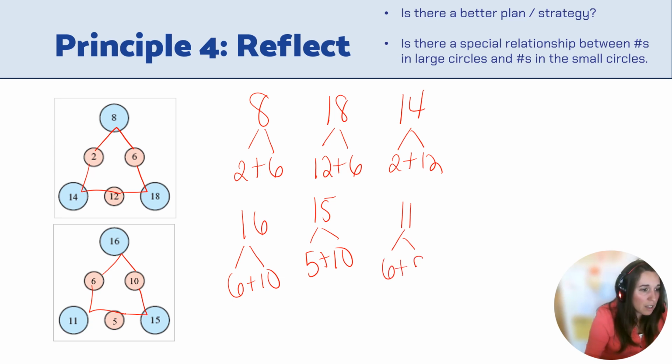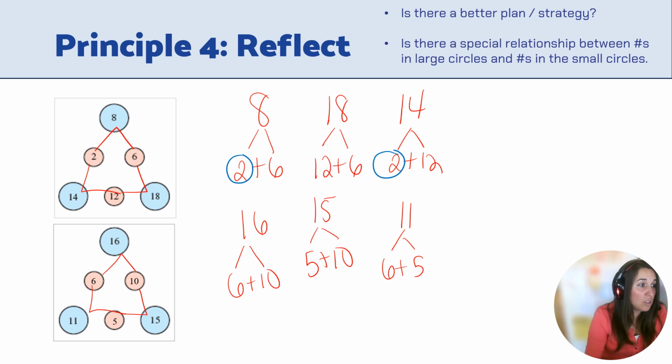I know that. And now I'm just going to take a look at this and see if there's anything I notice. It's all about patterns, all about relationships. So look at these numbers and take a second and see if there's anything you notice. I don't know about you, but what I noticed when I first looked at this problem was that every single number in the small circles gets used exactly 2 times.